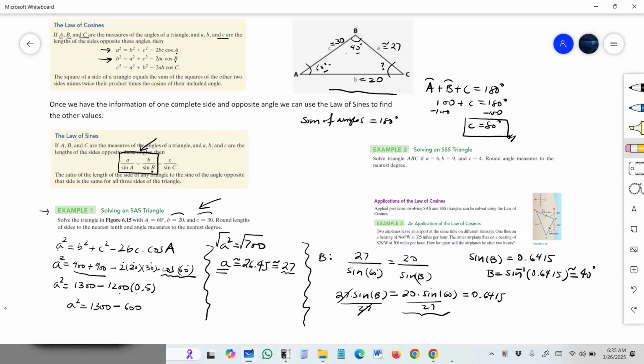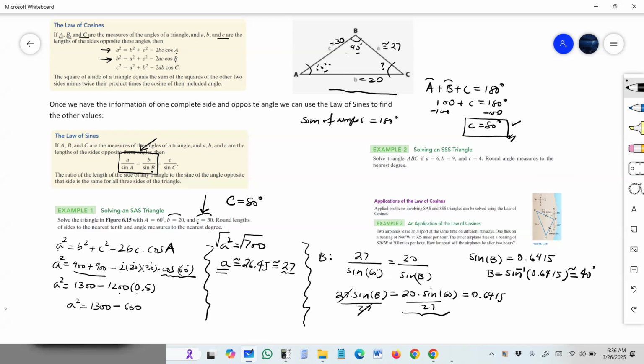Now, it is advisable that you confirm that these values are okay with the values that you were given. Notice that the largest side is 30, which means the largest angle has to be capital C. Always check to see if the largest angle is associated with the largest side. In this case, it is. So we solved the triangle.